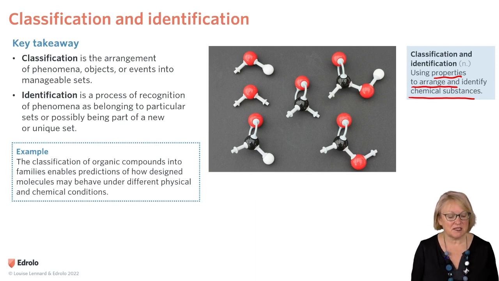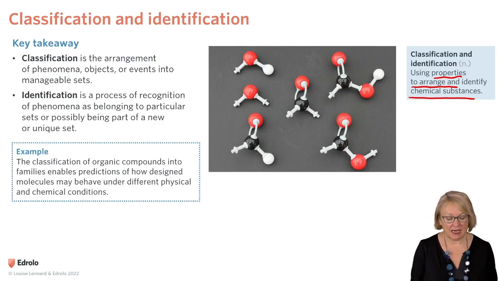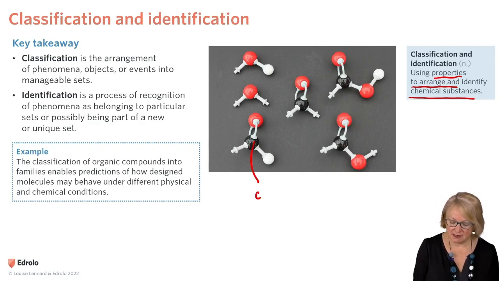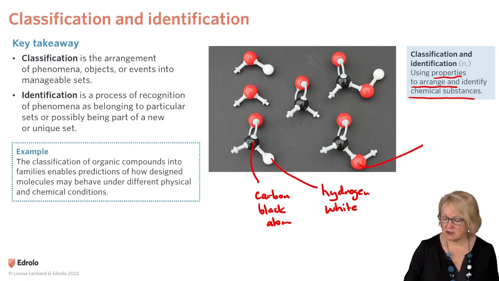So classification is the arrangement of phenomena, objects or events into manageable sets, and identification is a process of recognition of the phenomena as belonging to a particular set or perhaps being part of a new set. And here we have some atomic models. So carbon is the black atom. Hydrogen is white. Oxygen is red.